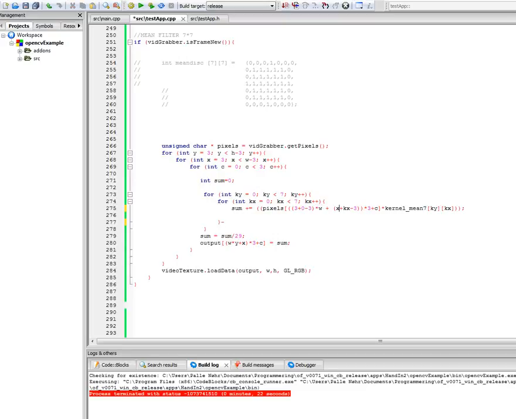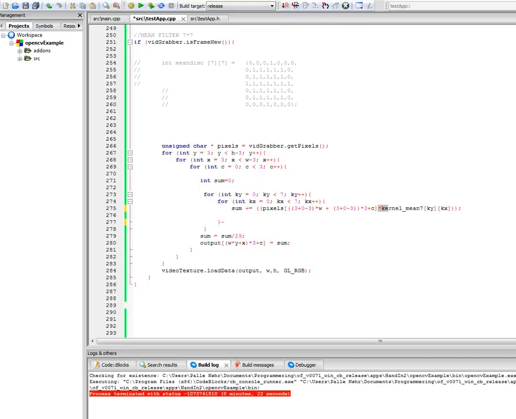the x, which is at the beginning 3, plus kx, which is 0, no, minus 3, that is 0, times 3, that's 0 plus 0 times 3, that's 0, plus RC, which is 0, that's 0.